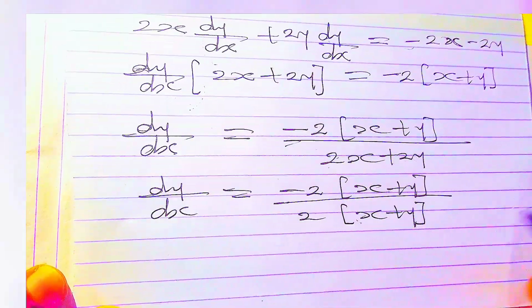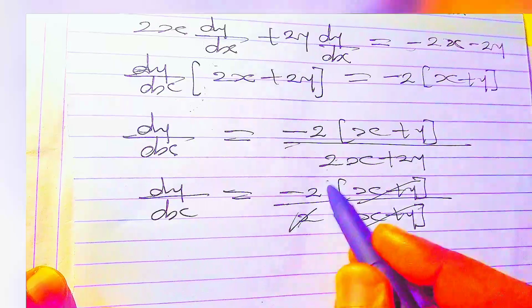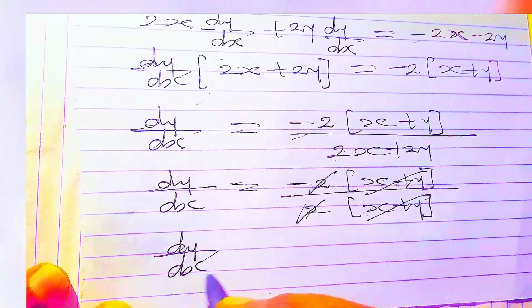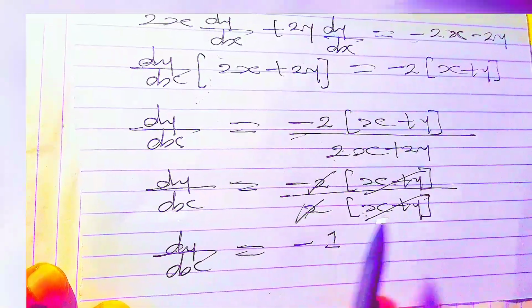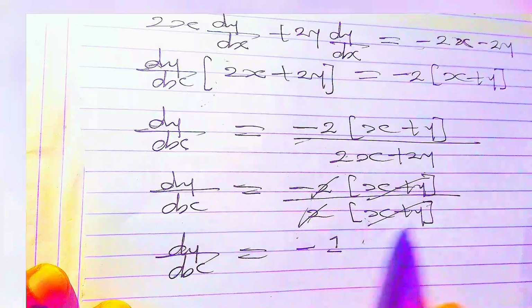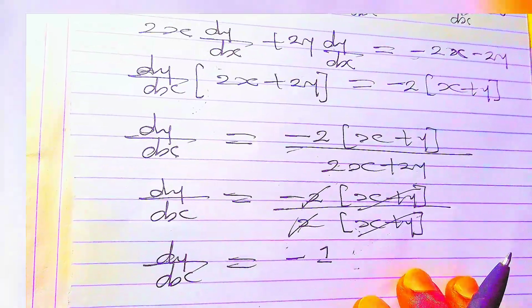And of course, they both cancel out. So this gets rid of this, this gets rid of this. So finally, our dy/dx can just be equal to negative 1. This 1, this 1. So negative times 1, and then we have minus 1 as our answer.